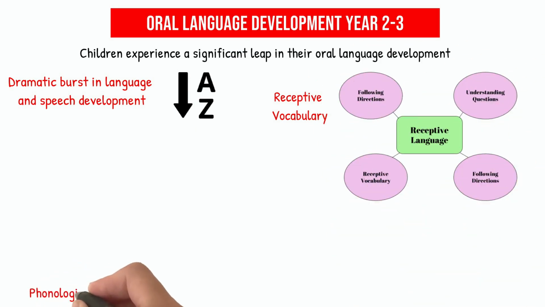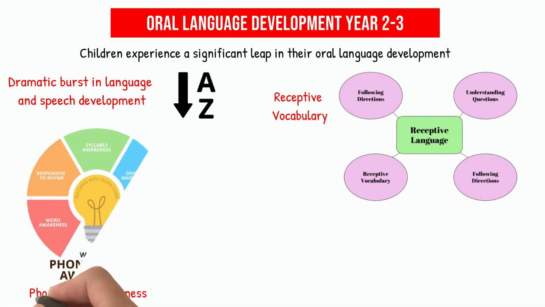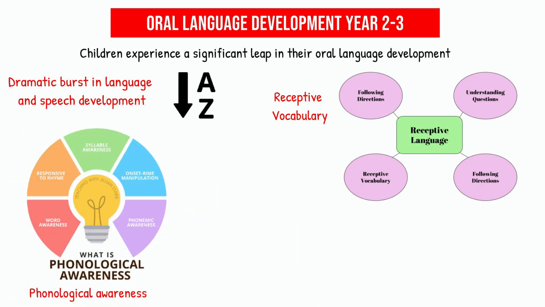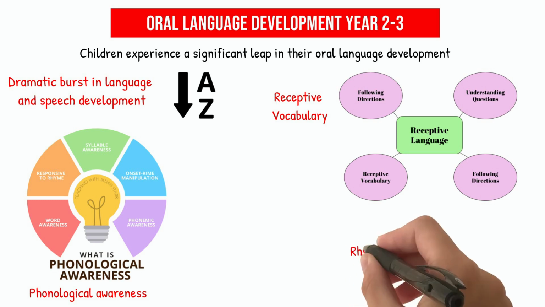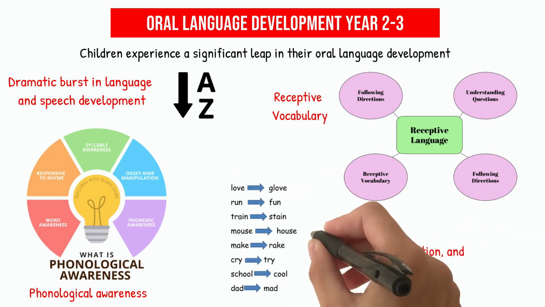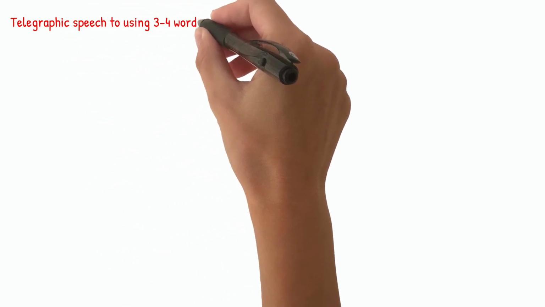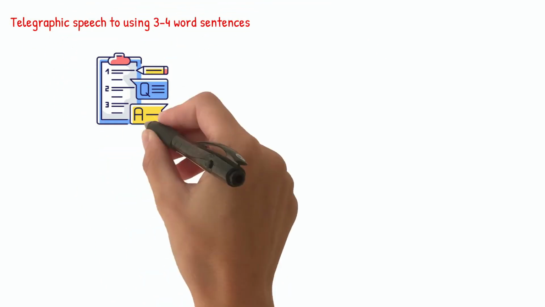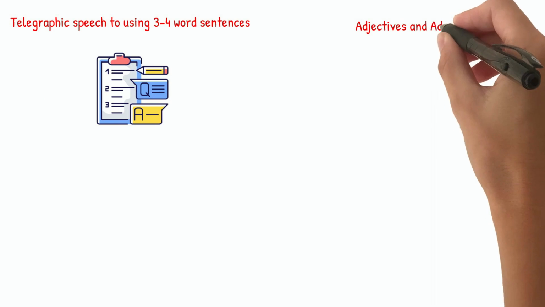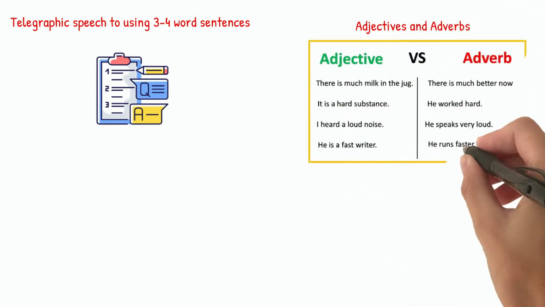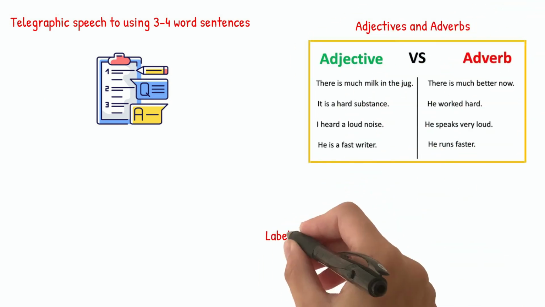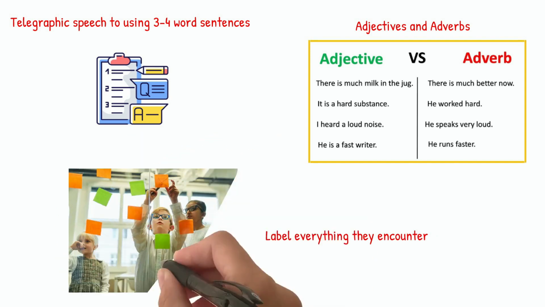The development of phonological awareness, which involves recognizing and manipulating the sounds of language. An enjoyment of rhyme, repetition, and playful, silly use of language. The transition from telegraphic speech to using 3 to 4 word sentences. The use of adjectives and adverbs to describe objects and actions. An attempt to label everything they encounter with a name.